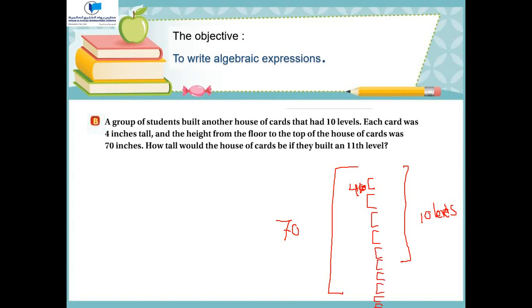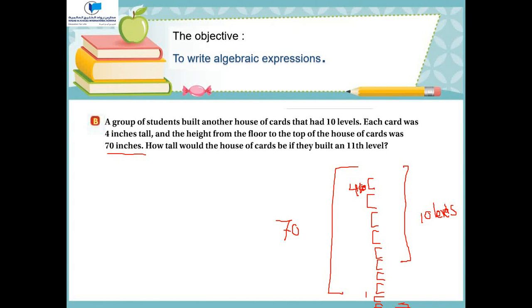So all these levels are 70. That's what they are saying. 10 levels, all of them, the height from the floor to the top of the house of cards is 70. And each one 4. I don't know, maybe there is something down or whatever.